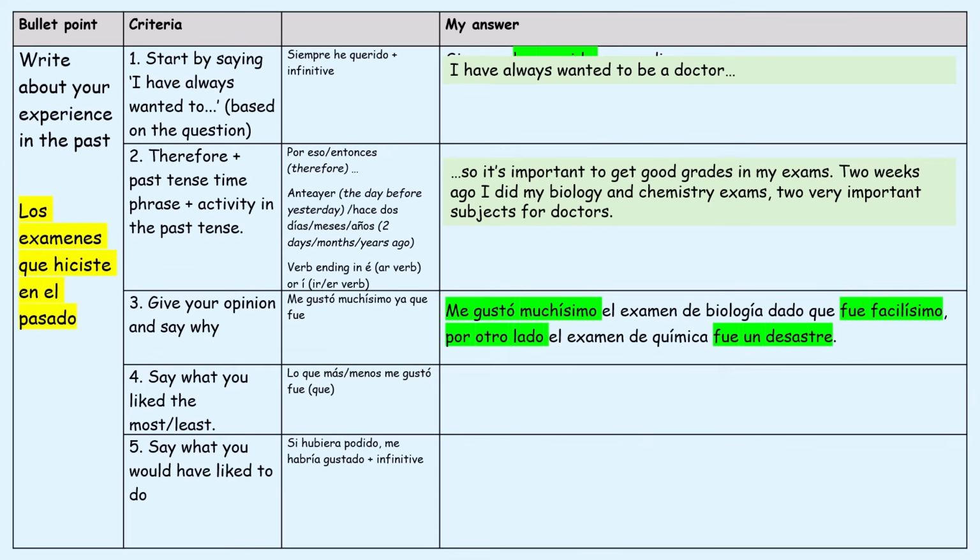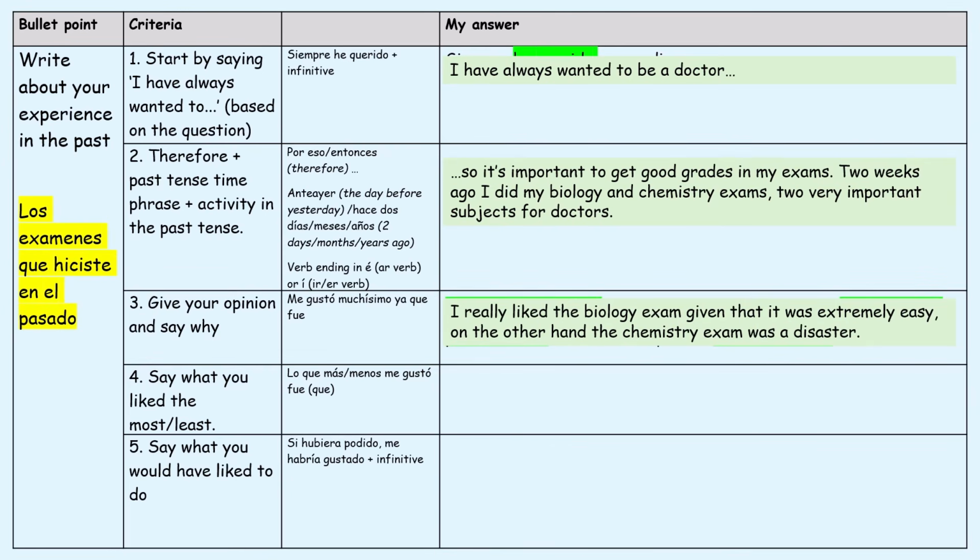Okay, so this one is: I really liked the biology exam. Might seem a strange thing to say, given that it was extremely easy. So I'm using the ísimo on the end of my adjectives to say extremely. On the other hand, good connective, the chemistry exam was a disaster. Nice and dramatic, adds some intrigue for the person marking your work.